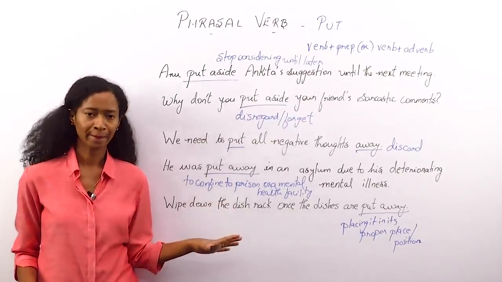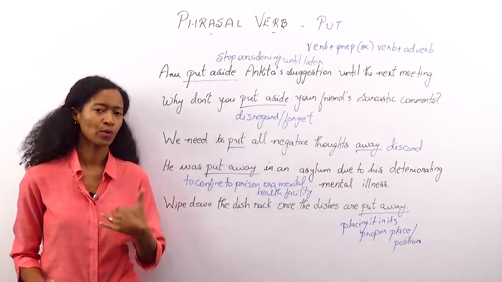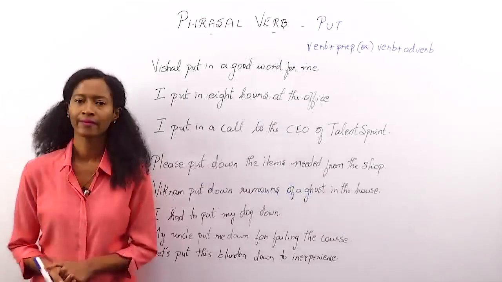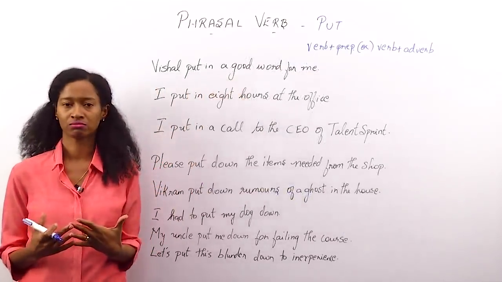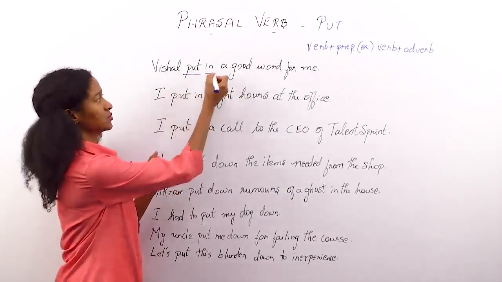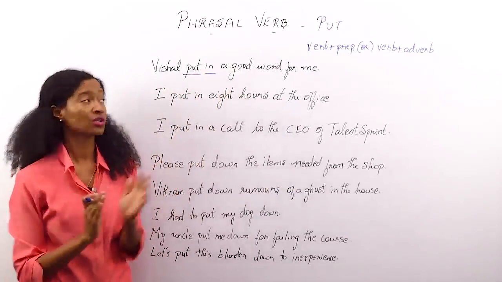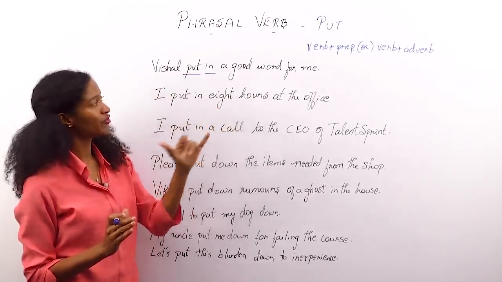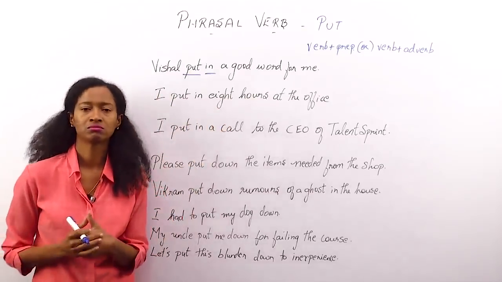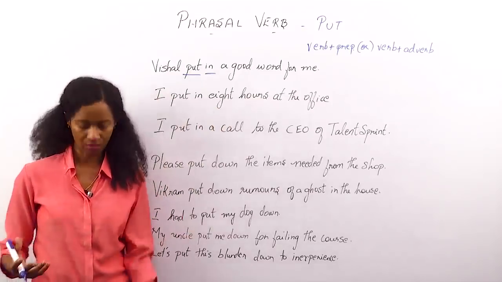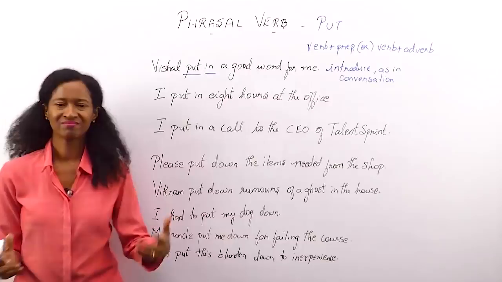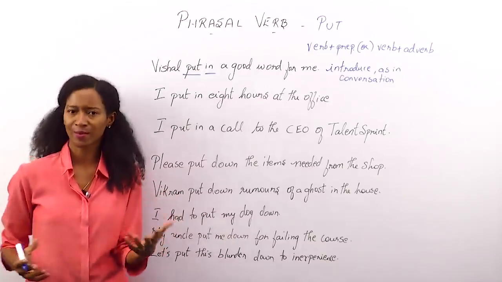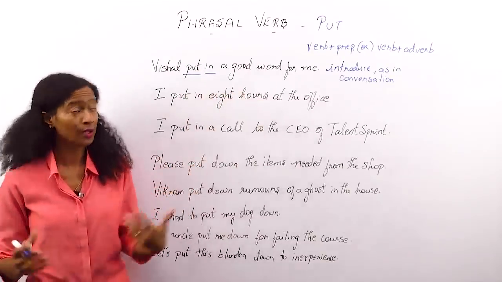So are you following? Let's look at some more example sentences. Let's look at the context. Vishal put in a good word for me. Put, verb plus preposition combination. So what can the meaning be here? Introduced as a conversation, right? So while he was introducing me, he said some good things about me, right? So he put in a good word for me.